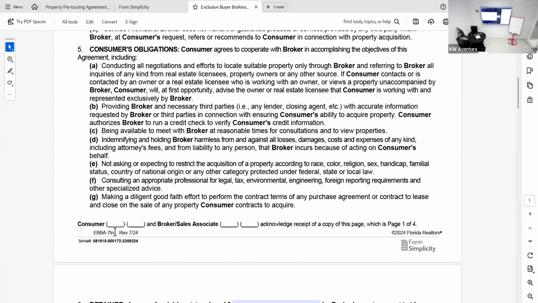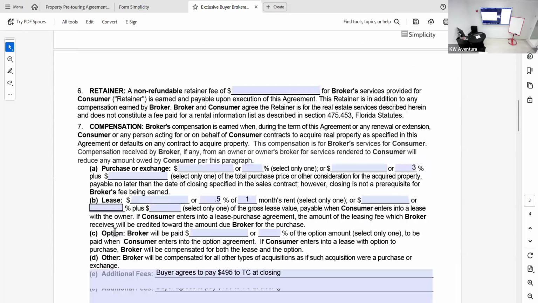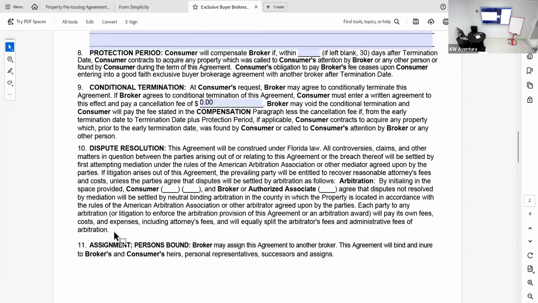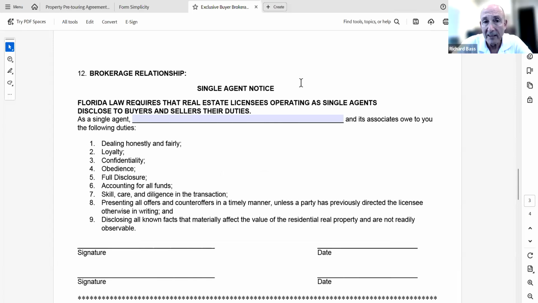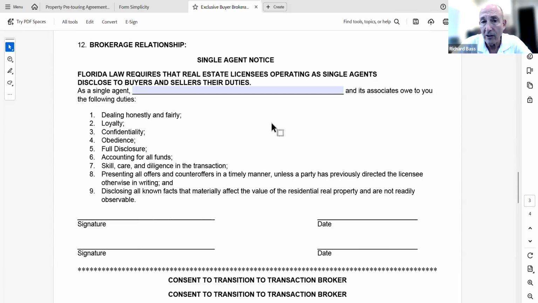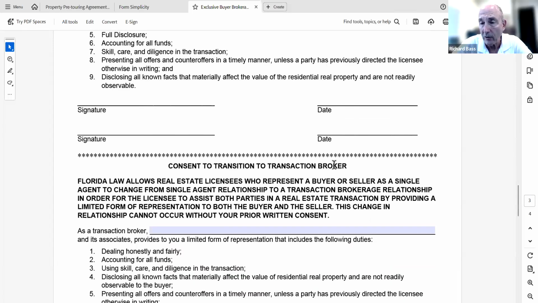So this one, TN, what is it? That means it's single agent with the transition that it's adding. This one, the TN, is single agent with the transition built right into it. This is both the listing agreement and the buyer broker agreement that I suggest you use.